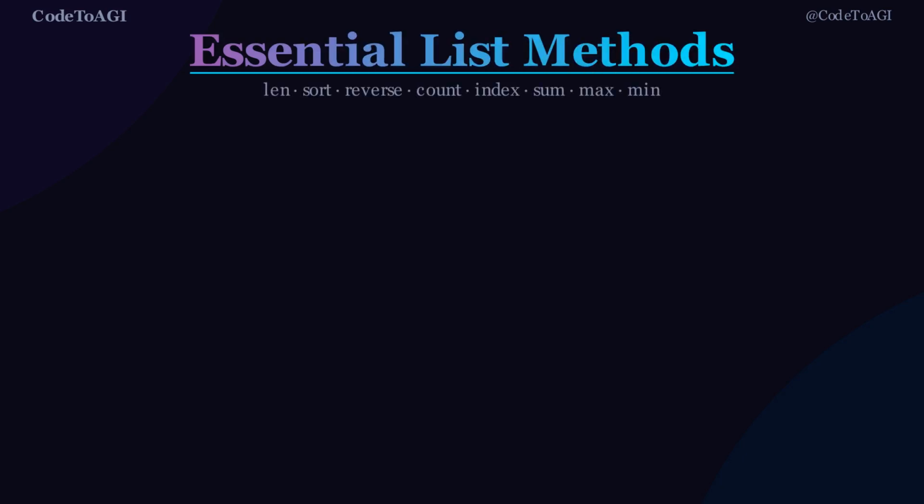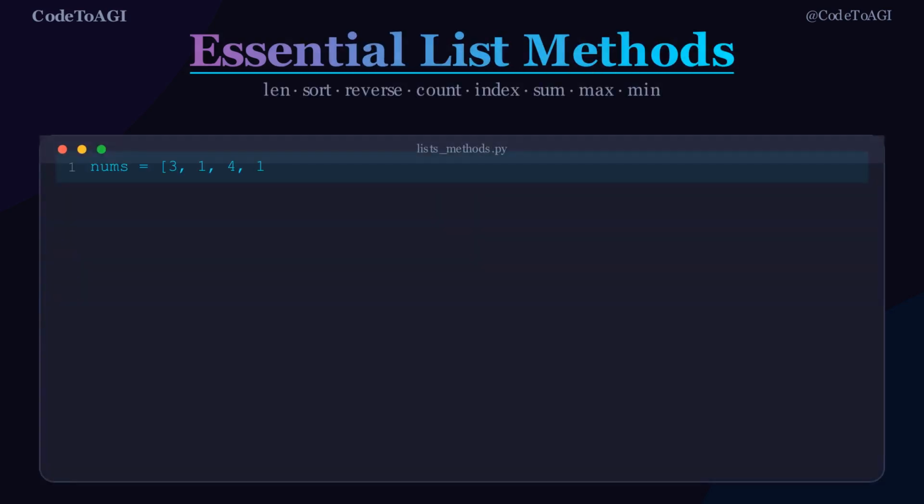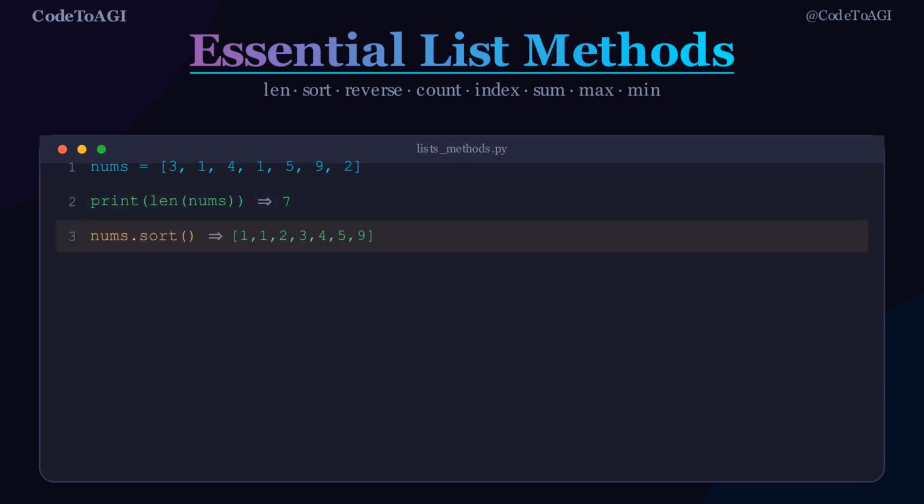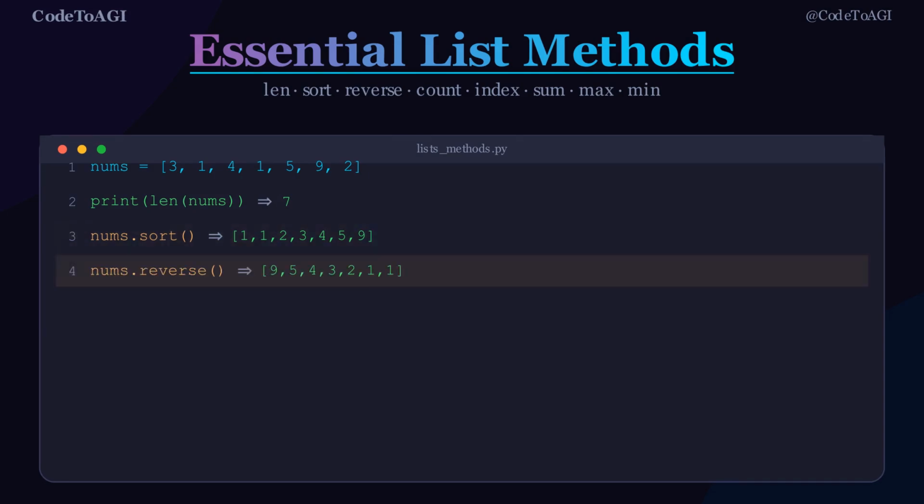Python lists come with powerful built-in methods. Len gives you the number of items in a list. Sort arranges items in ascending order. Reverse flips the order of a list. Count tells you how many times a value appears. Index finds the position of the first occurrence of a value.